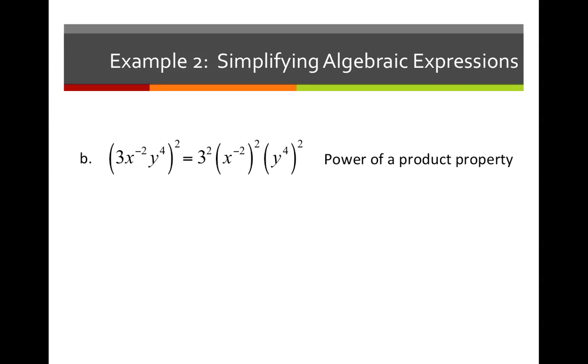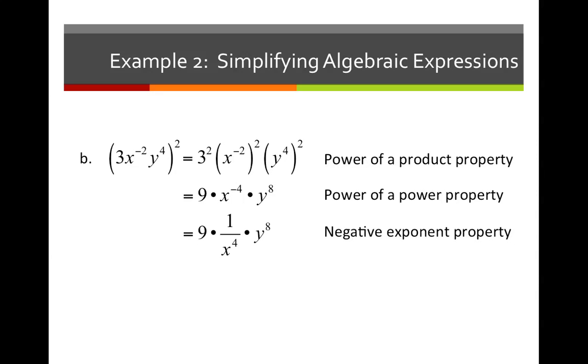Don't forget to square the 3 as well as the x to the negative 2 and the y to the 4th. That's sometimes where students make a mistake, is they forget to also square the number. Okay, so you can see here we're taking each factor and squaring it, and then we can simplify that. So the 3 squared is going to become 9. And then the x to the negative 2 squared is going to become x to the negative 4. And then the y to the 4th squared is going to become y to the 8th. So we're using the power of a power property to multiply our exponents together.